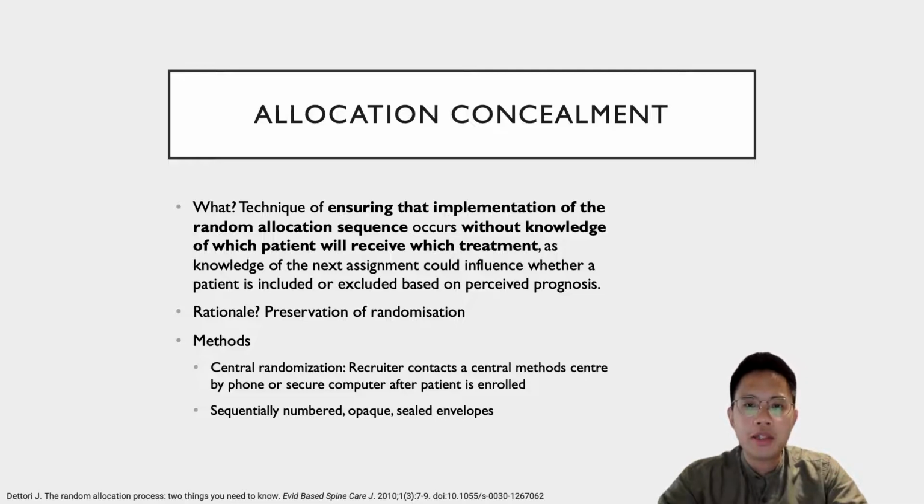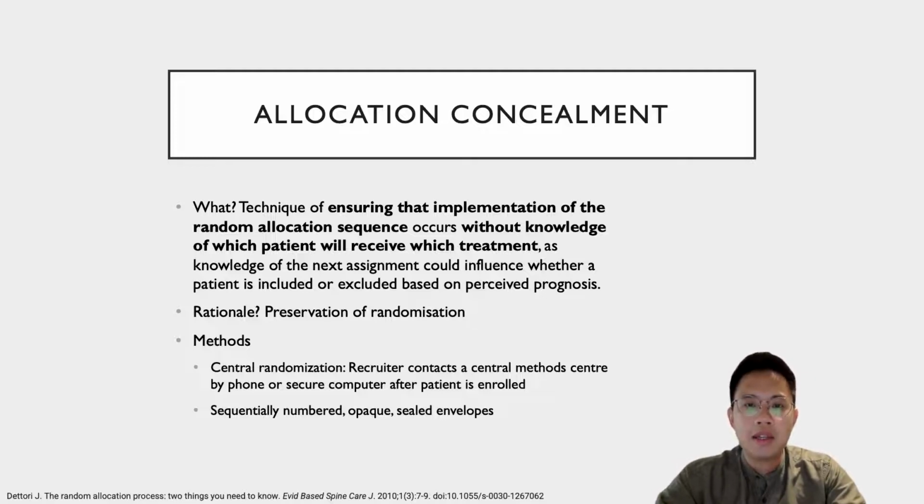As you can imagine, if I'm someone who is involved in the recruitment of subjects for a particular study, and I am aware that the next assignment is, let's say, to the intervention arm, the tendency may then be to cherry pick patients who may have a potentially favorable response to the treatment. Hence that knowledge of the randomization sequence is a piece of information that should be kept hidden from those involved in the recruitment process.